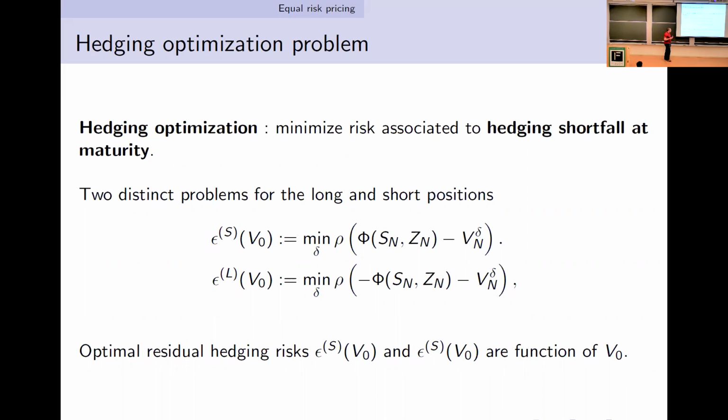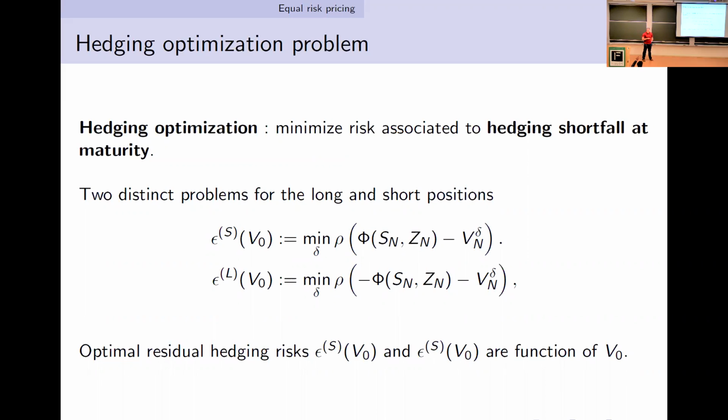And conversely, for the long position, you solve a similar problem. So you attempt to minimize across all possible trading strategies the risk associated with your terminal shortfall. But the difference here is that you have a minus sign here, because if you're the long position, you're going to receive the payoff instead of giving that payoff. And we see that for these two problems, the solution is a function of V0, which is the initial value of the hedging portfolio. Okay, so depending on your initial value of the hedging portfolio, you might have different trading strategies.